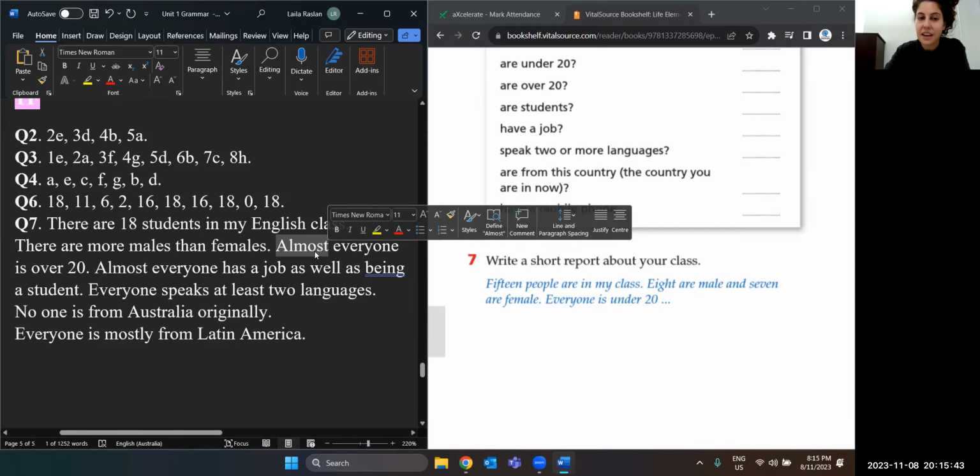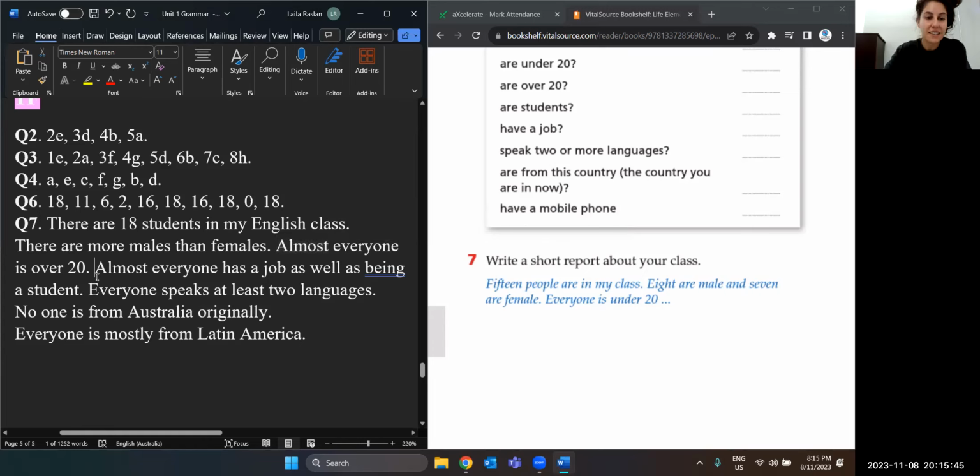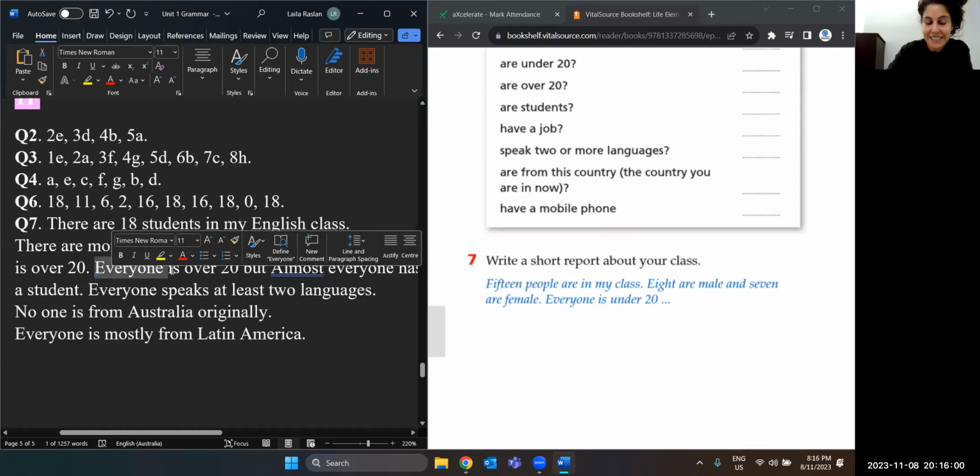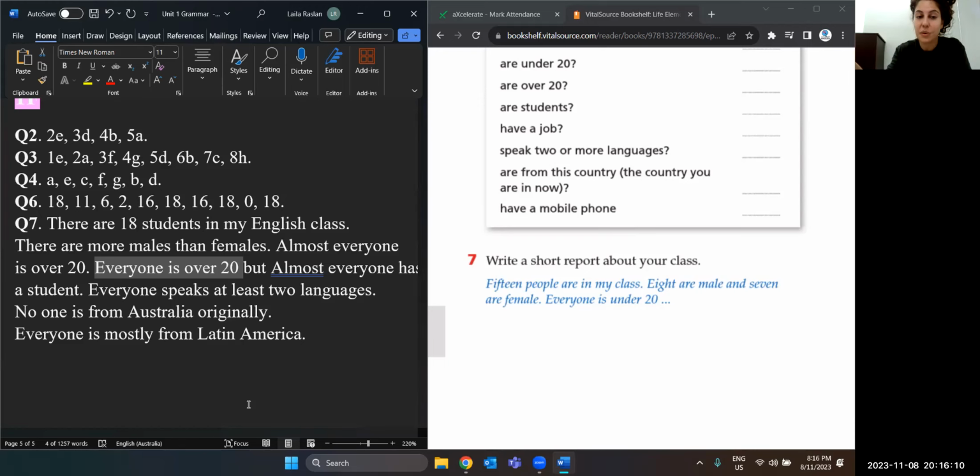Oh, sorry, what's your other sentence? Instead of "almost everyone is over 20", what's your sentence? "Everyone is over 20, but..." Well, because you said everyone is, that's not a true sentence, is it? Because everyone is not over 20. So I would not start that way because it's completely false.